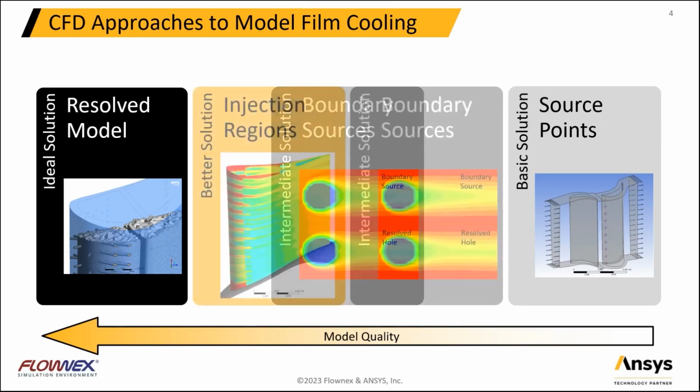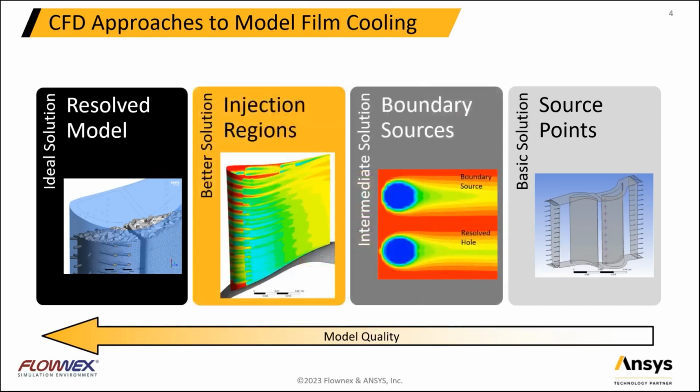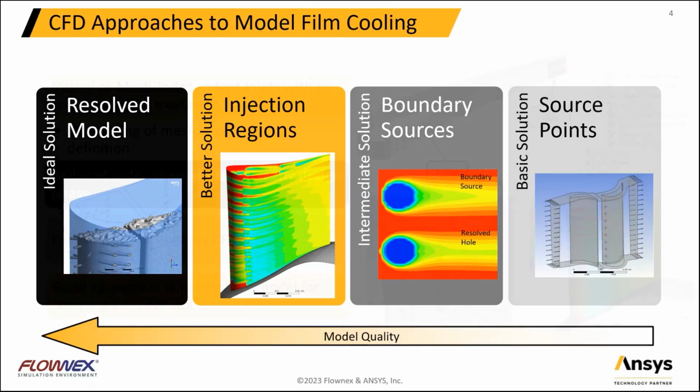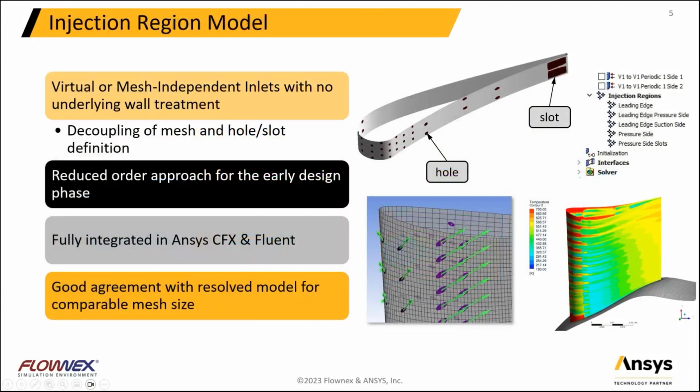This brings us to a new approach to account for cooling flows, which is named the injection region approach. It is somewhere in between the ideal approach and the boundary source approach, as it is a reduced order approach and aims to overcome some limitations and problems of the boundary source approach. For the injection region model, the cooling holes are modeled as virtual or mesh-independent inlets. The model is intended as a reduced order approach for the early design phase, whereas it overcomes the drawback of the boundary source approach as the inlets are now true inlets without an underlying wall treatment.